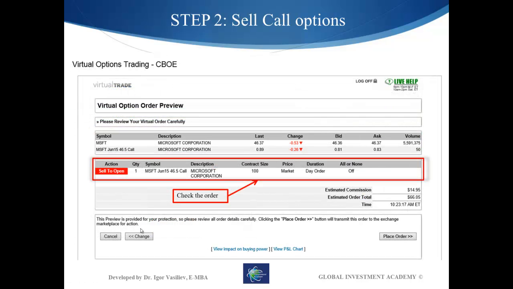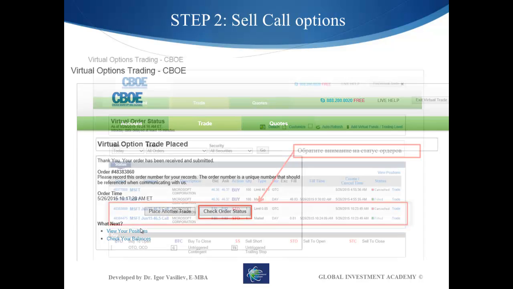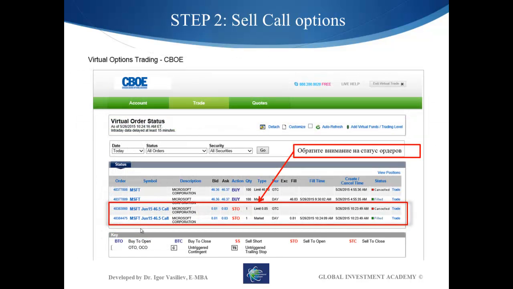Check the order one more time. We can see that now it's sell to open one contract of Microsoft at market and it's a day order. And then place order, and that's what we received. So we can see it's straight away filled because the market is open right now. So we can see that the first order, limit at 85 cents, was cancelled and another one was filled, and we can see that the price is 81 cents. Right, that's why we couldn't sell it at 85 cents.